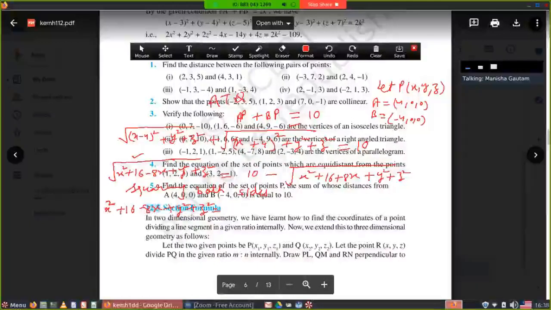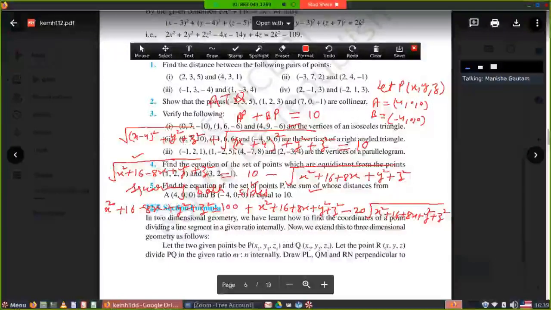In the right hand side, when you take the square of the statement, this is (a minus b) whole square. Here a is 10 and b is the root of x square plus 16 plus 8x plus y square plus z square. It means 10 square, that is 100, a square plus b square, b square means x square plus 16 plus 8x plus y square plus z square, minus 2ab. 2 into a, a is 10, it means 20, b means under the root x square plus 16 plus 8x plus y square plus z square.